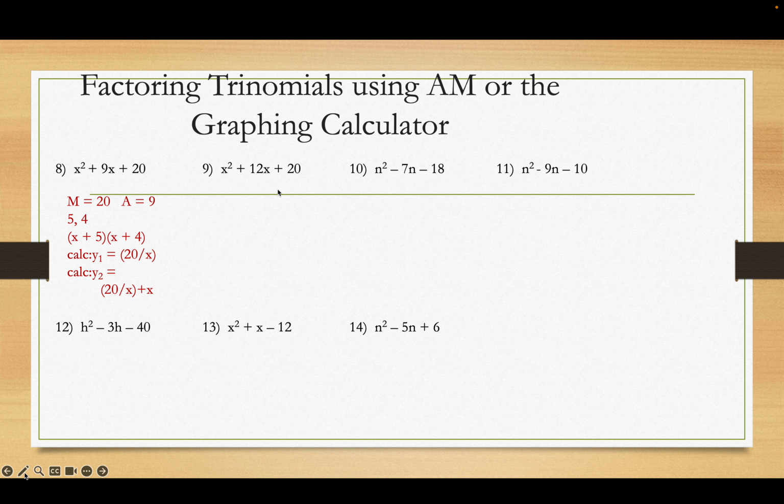For number 9, you multiply out to 20, so m is 20. You add to 12. So what 2 numbers multiply out to 20, add to 12? It would be 10 and 2. So your factors are x plus 10 and x plus 2.